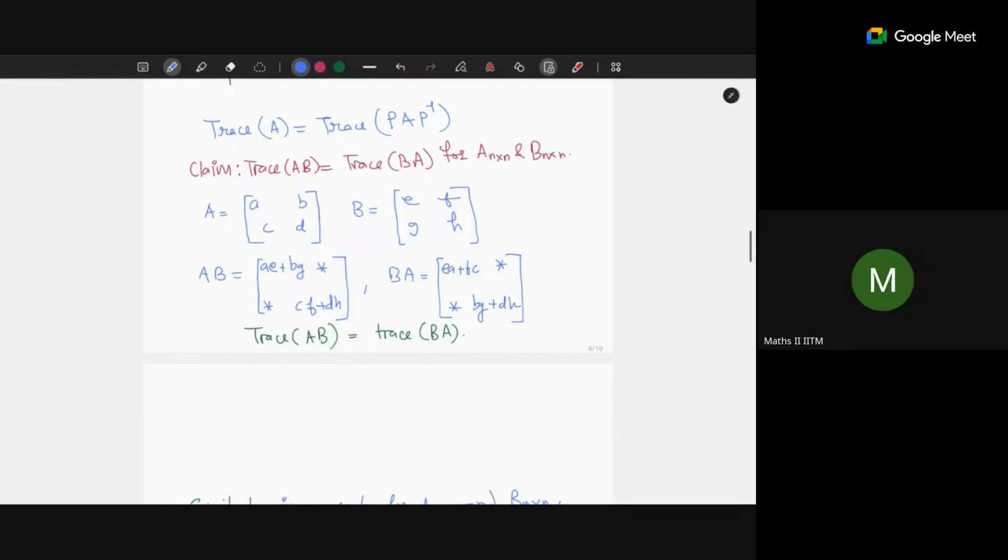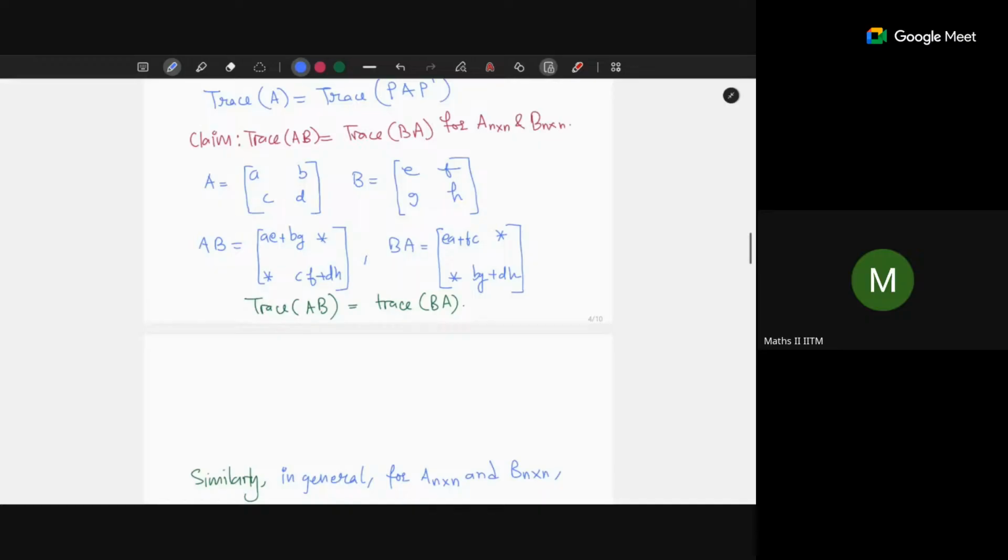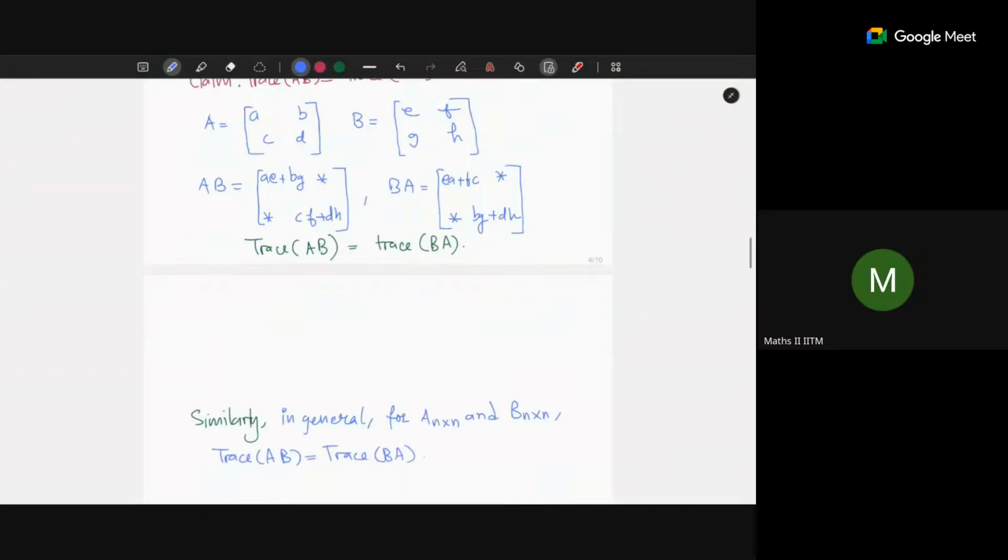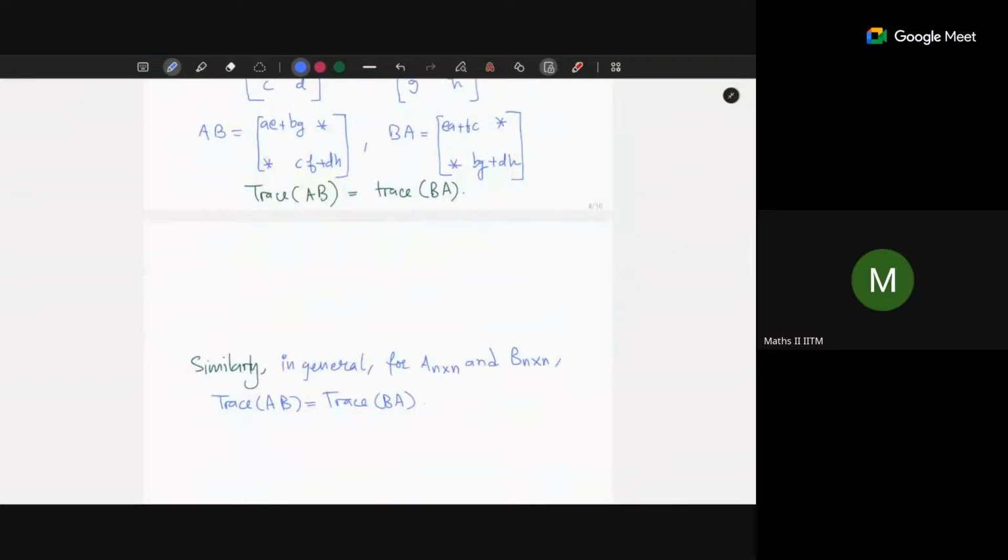If you look at the sum, the sum will be equal. You can generalize this argument, or you can prove it by induction, however way you like, but in generality also the same result holds true. If you take n cross n matrices, the result also holds true.